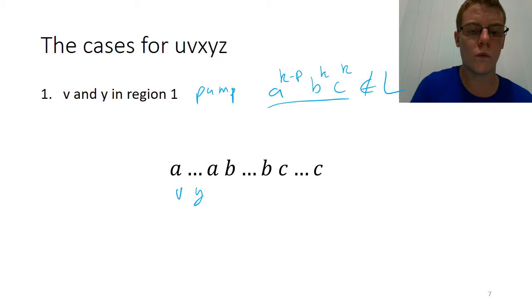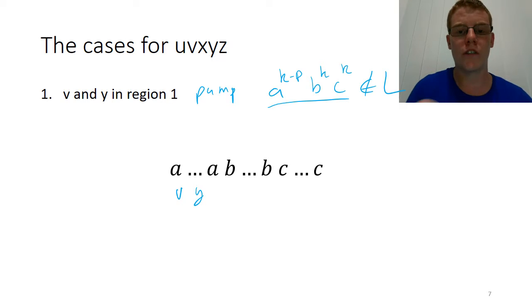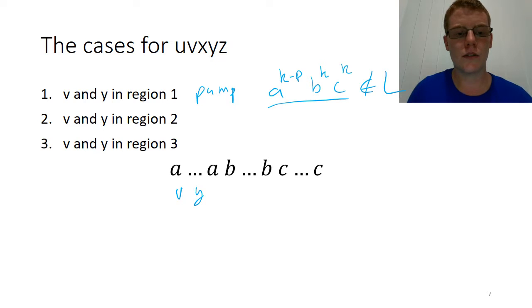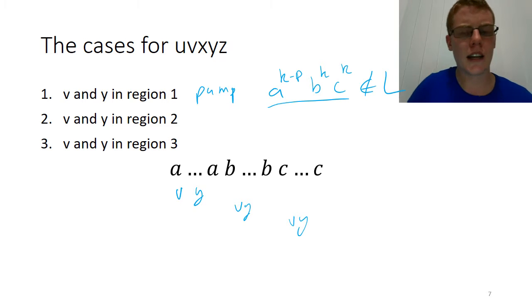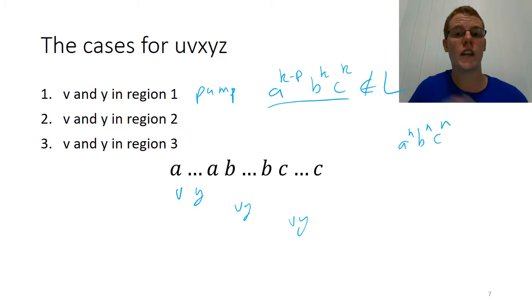If V and Y are both in the first region, we are able to pump and get a string that is not in the language. Now you'll note that for cases 2 and 3, where V and Y are completely within these regions, the exact same reasoning holds. We pump out, and then we end up with a string that does not have enough A's or B's or C's to match the other 2 sets of letters, and therefore doesn't fit the language A^n B^n C^n. So those cases are actually pretty simple.